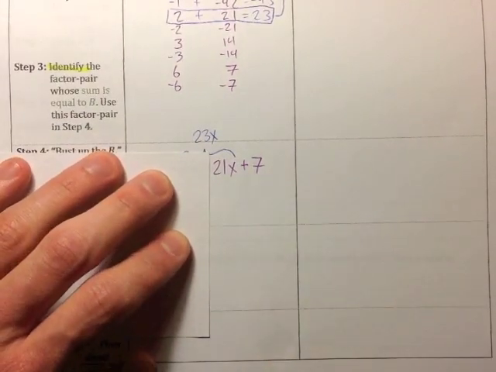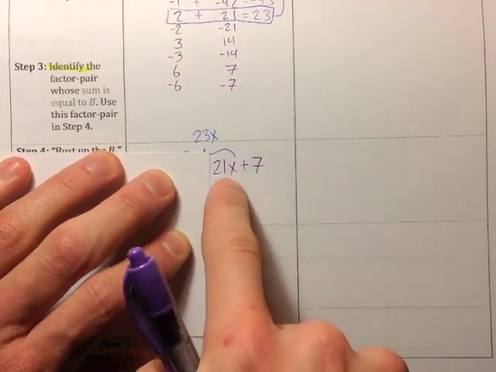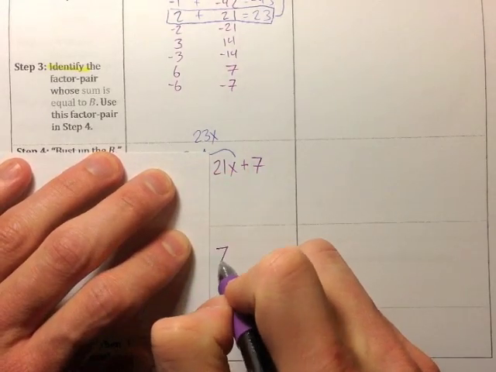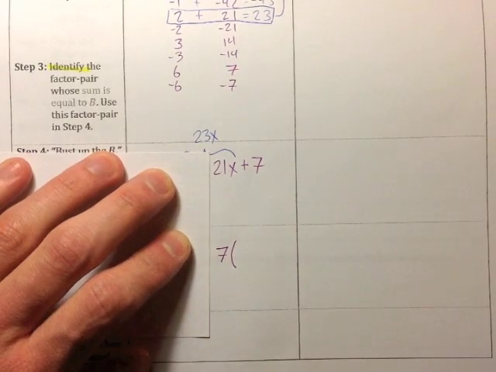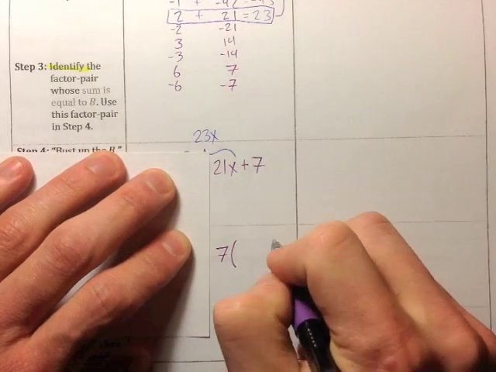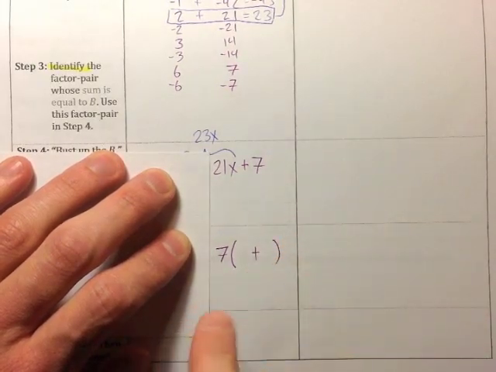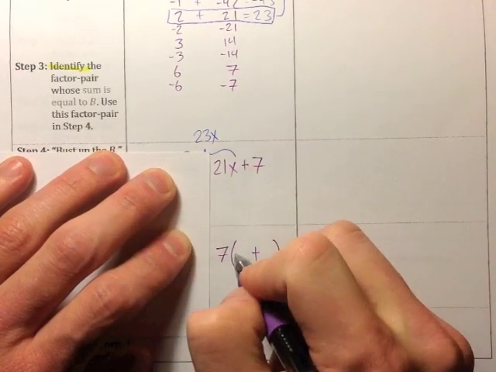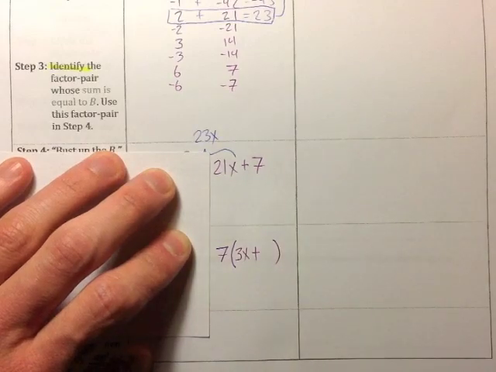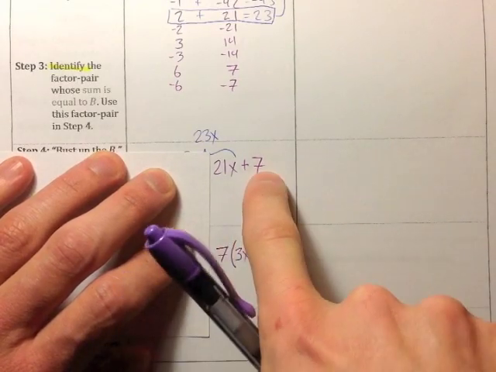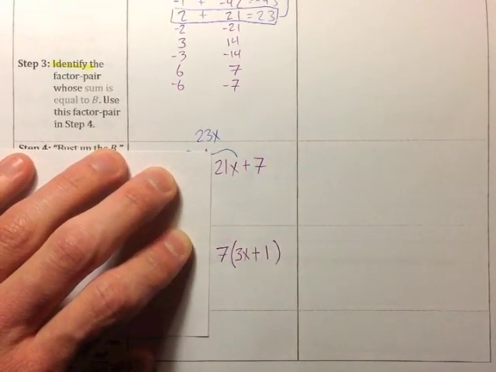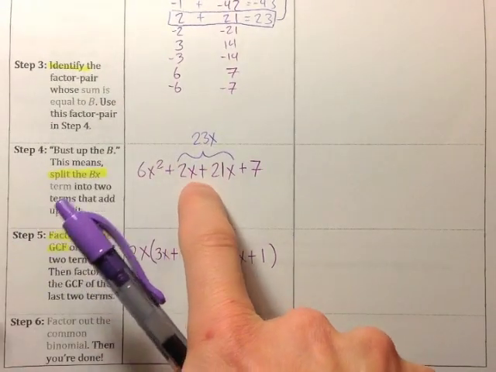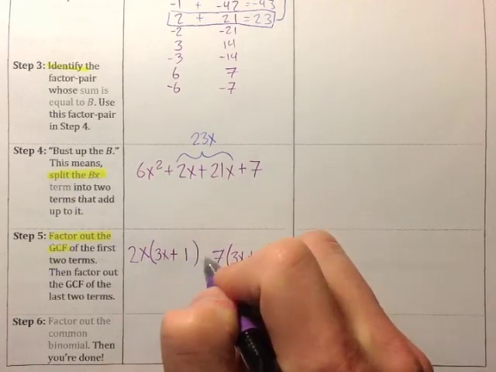21x plus 7. Let's see, what's the GCF here? They don't have an x in common. They do have a 7 in common, right? 7 times, in parentheses. What's left over after I factor out a 7 from 21x? Well, 3x, right? What happens if I factor out a 7 from 7? 1. Okay, 3x plus 1. Now, of course, we had a plus sign in the middle originally. We need a plus sign down here.